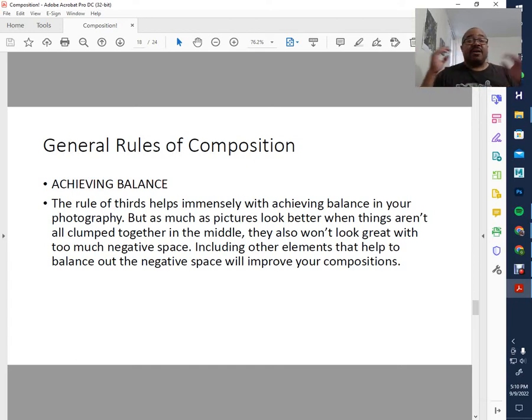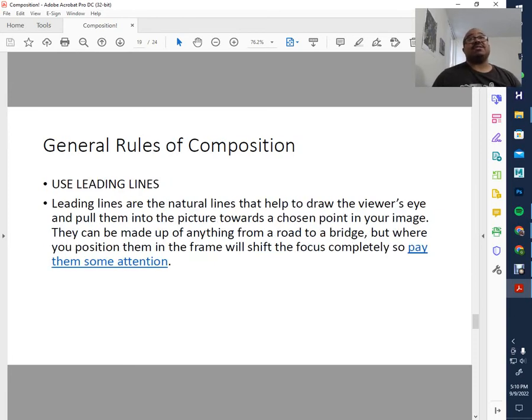However, in composing your image, if things are shifted and placed in random spots and you don't get a sense that your viewer is seeing the thing that you want them to see, that's when you always go back with compositional devices and start thinking about shifting, moving things around, and saying, let me figure out how to achieve better balance. So again, the rule of thirds helps immensely when achieving balance in your photography or drawings or whatever. But as much as pictures look better when things aren't all clumped together in the middle, they also won't look great with too much negative space. So including other elements that help balance out your negative space will improve your compositions.